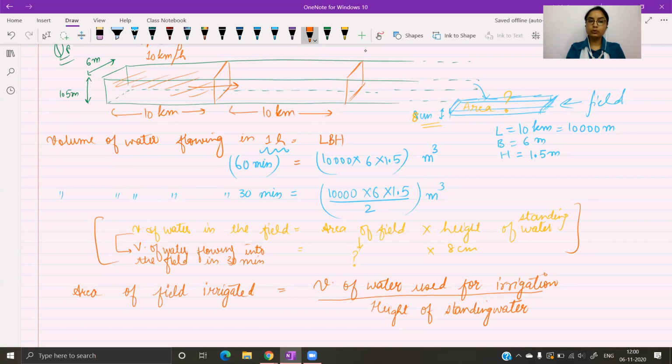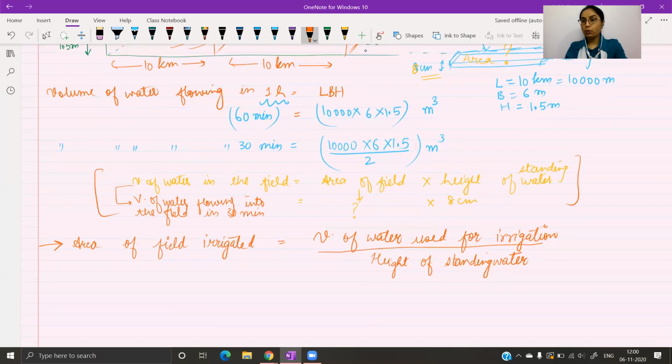So you can directly use this relation in order to find out the area. Whichever seems convenient to you, you can note it down that way. You could write down the two intermediate steps and then conclude this, or you could directly write this down: the area of the field which is being irrigated will be given by the volume divided by the height of the water. And then the volume we already have in cubic meters right there.